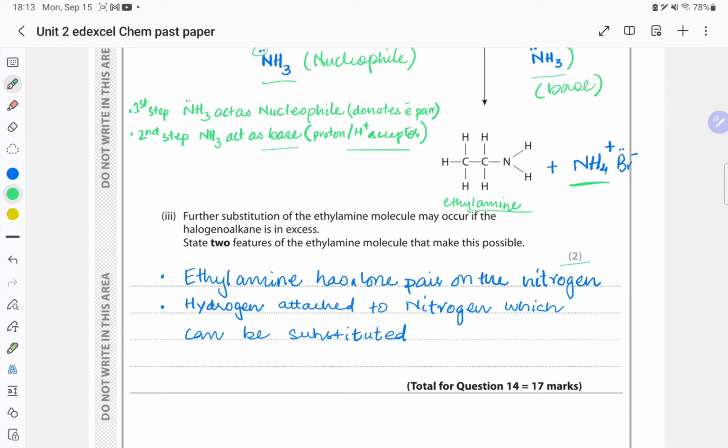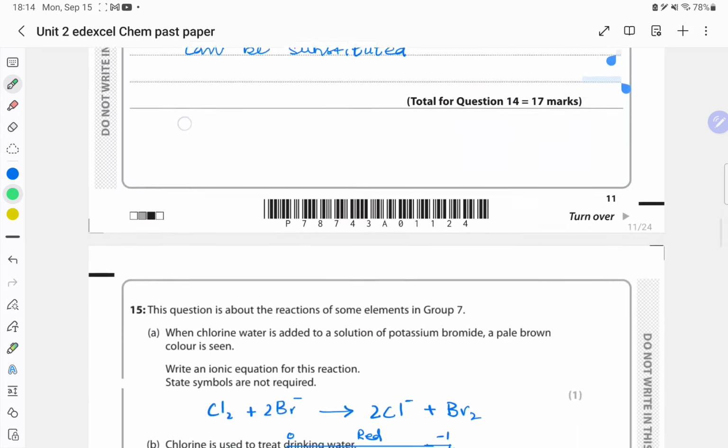Ethylamine has a lone pair on the nitrogen and hydrogen attached to nitrogen, which can be substituted. So basically they're talking about this ethylamine. So what happened? Ethylamine has a lone pair on nitrogen. Here it has got a lone pair. So this can carry on the reaction again and again. Further substitution of ethylamine molecule may occur, right? And because of the hydrogen attached to nitrogen, which can be substituted, here it can take place again and again.